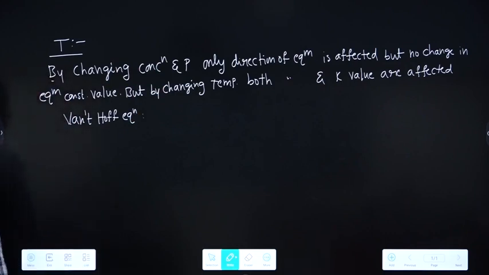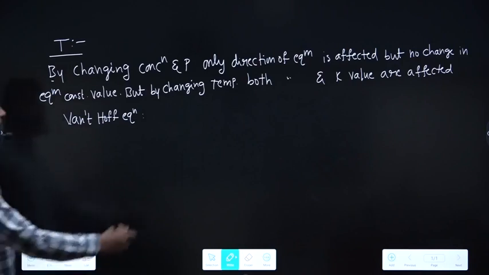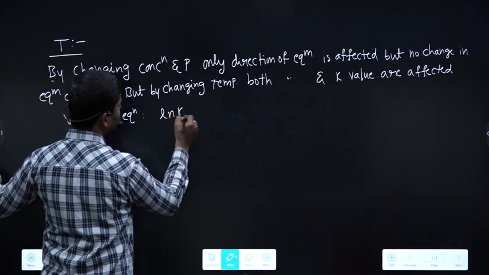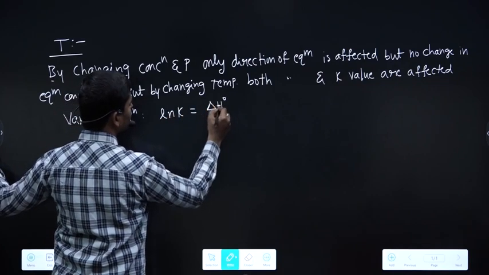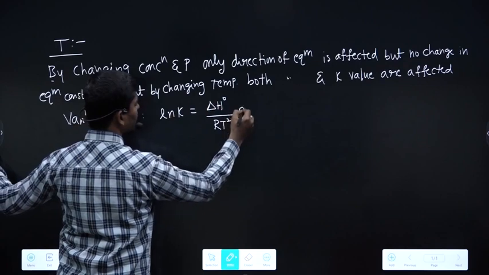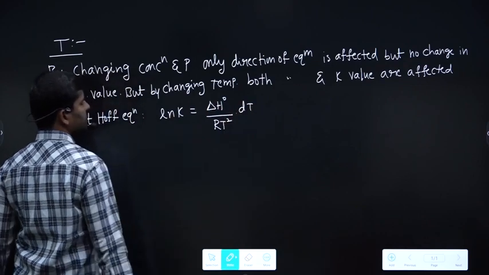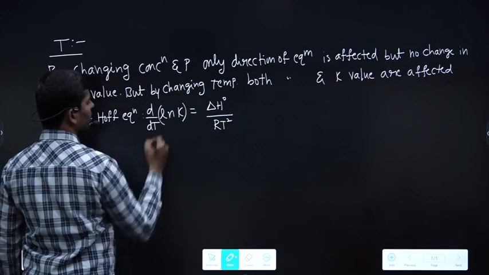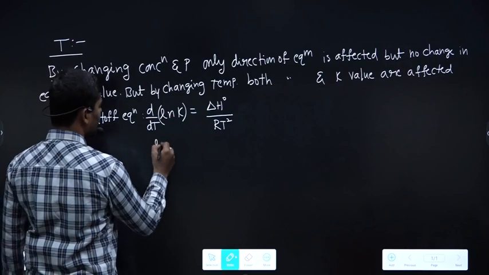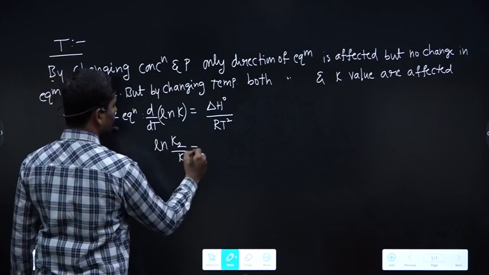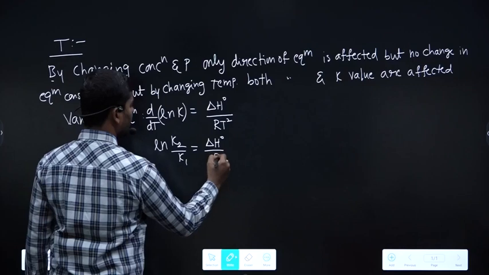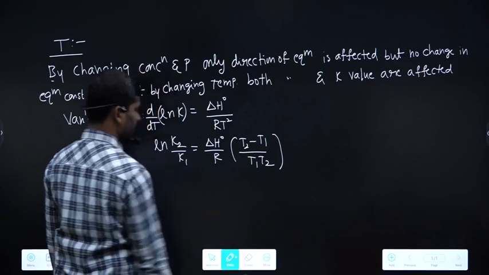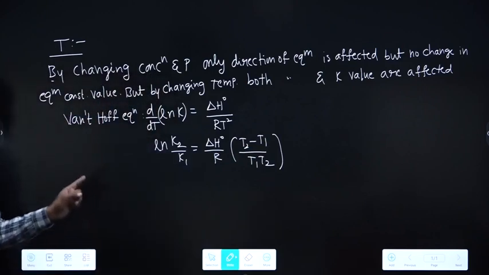The Van 't Hoff equation gives the relation between K and T. What is that relation? The differential form is d ln K by dT is equal to delta H naught by RT square. The integral form is ln K2 by K1 is equal to delta H naught by R into (T2 minus T1) by T1 T2. This is the integral form of the Van 't Hoff equation.